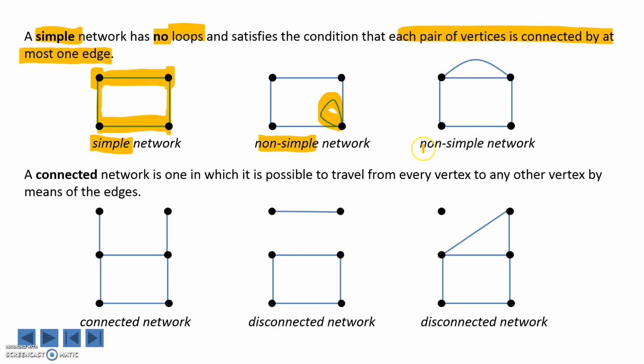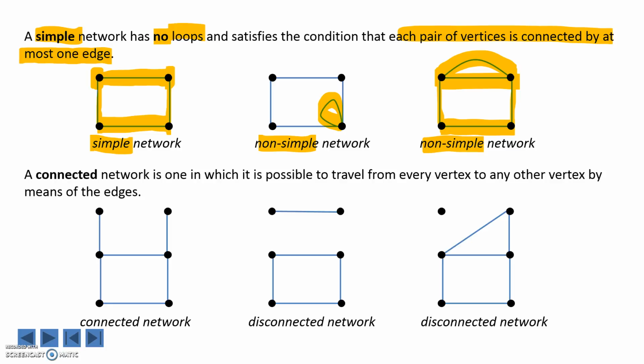If we have a look at this one, there are no loops, but let's have a look and see if each pair of vertices is connected by at the most one edge. So here's true, here's true, here's true. But if we have a look at this vertex from here to here, there's 1, 2 edges. So that's why that becomes non-simple.